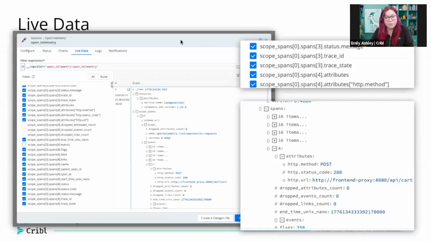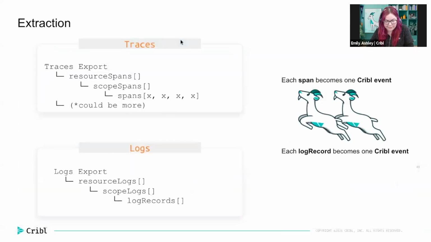To make that easier, we have a process called extract. When you extract, Cribl will take, say, a batch of 100 logs and turn that into 100 individual events that go through the pipeline. Each span becomes one Cribl event, right? It's nested under resource spans, scope spans. There's an array of however many spans. Each span will become one Cribl event.